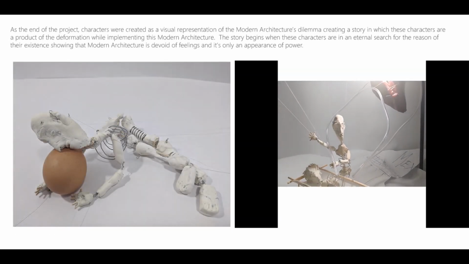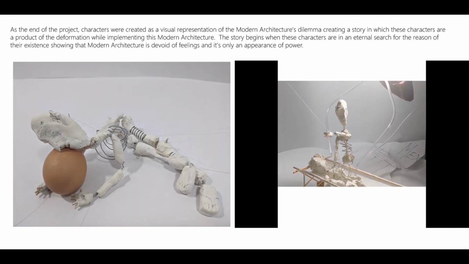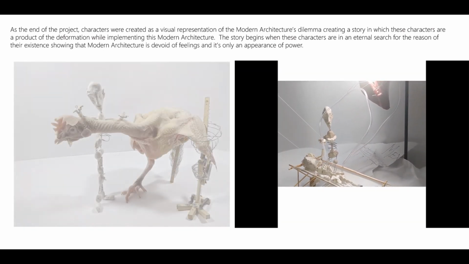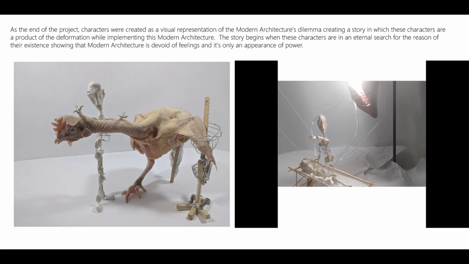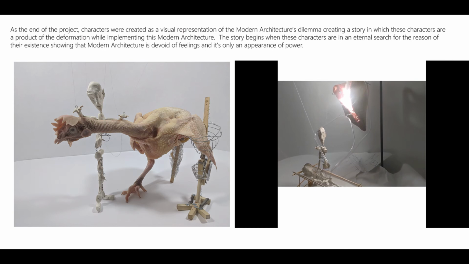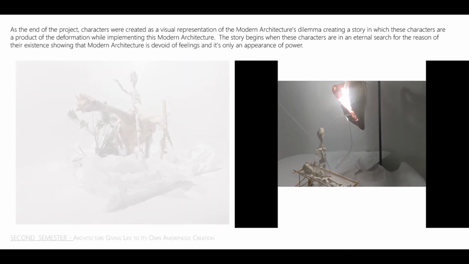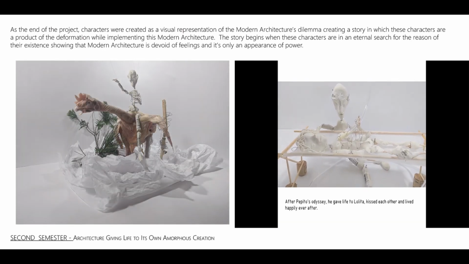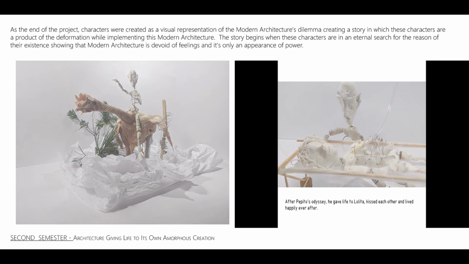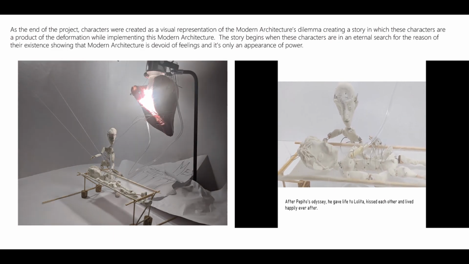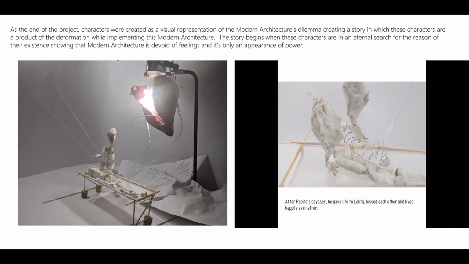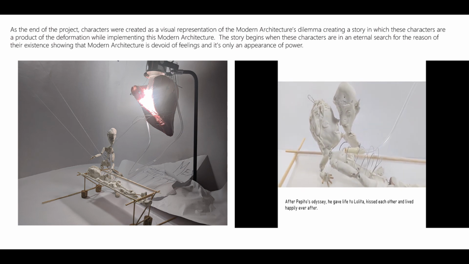At the end of the project, characters were created as a visual representation of the modern architecture dilemma, creating a story in which these characters are a product of the deformation caused by implementing this modern architecture. The story begins with these characters in an eternal search for the reason for their existence, showing that modern architecture is devoid of feeling and is only an appearance of power.